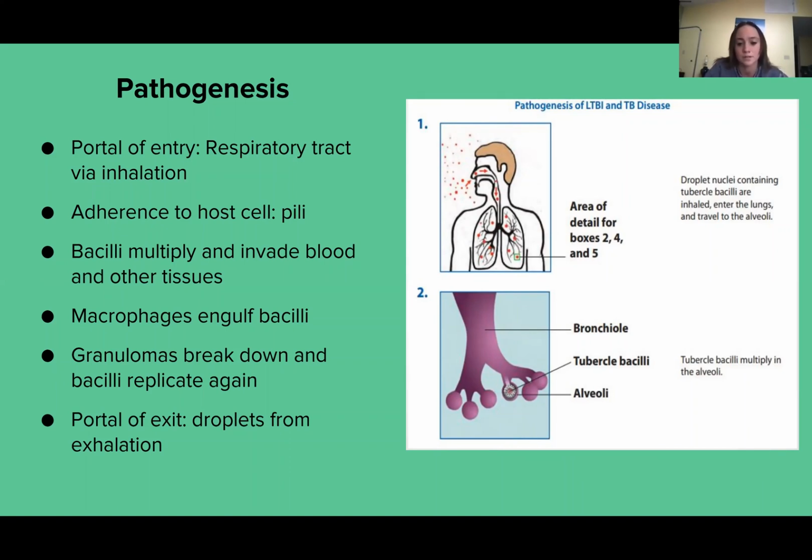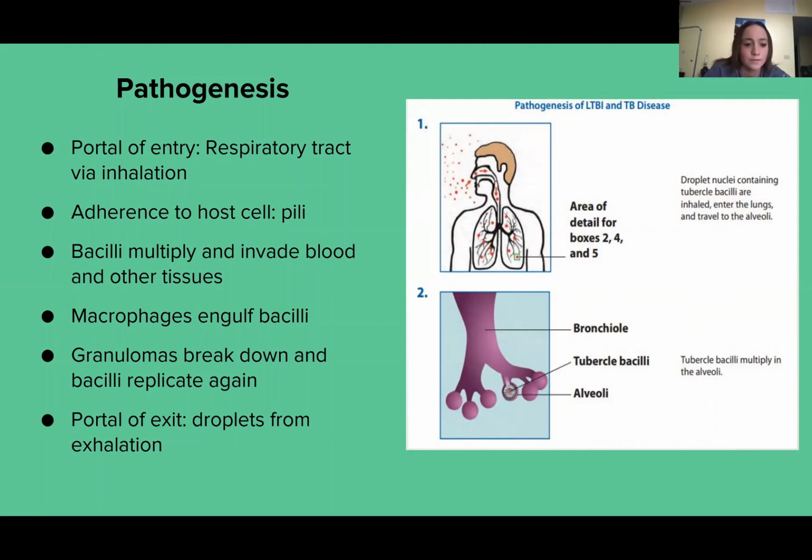Mycobacterium tuberculosis evades the immune system by killing macrophages and growing intracellularly. This process of dissemination primes the body's immune system for a systemic inflammatory response.